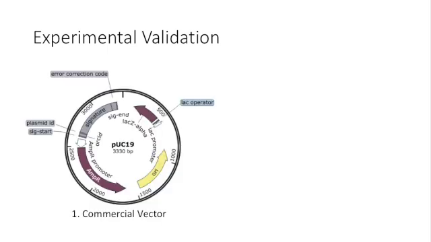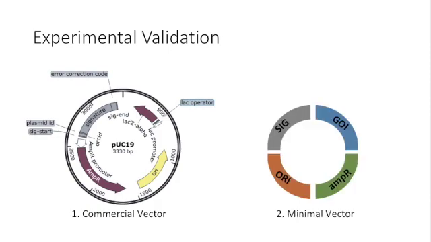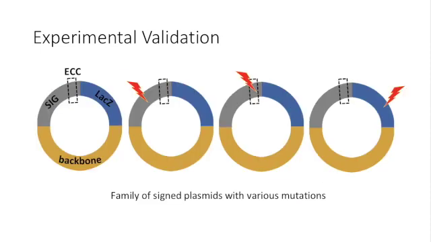We've designed a series of experiments to conduct initial validation tests. We'll be inserting a signature into the garden variety vector pUC19 and designing a minimal expression vector which includes a signature. We're also ordering a family of signed plasmids with various mutations in different locations. These experiments will allow us to confirm that a mutation anywhere invalidates the signature, and also that the error correction code can detect an error regardless of its location. If anyone has additional ideas for experiments they'd like to see, we'd be happy to discuss those with you.